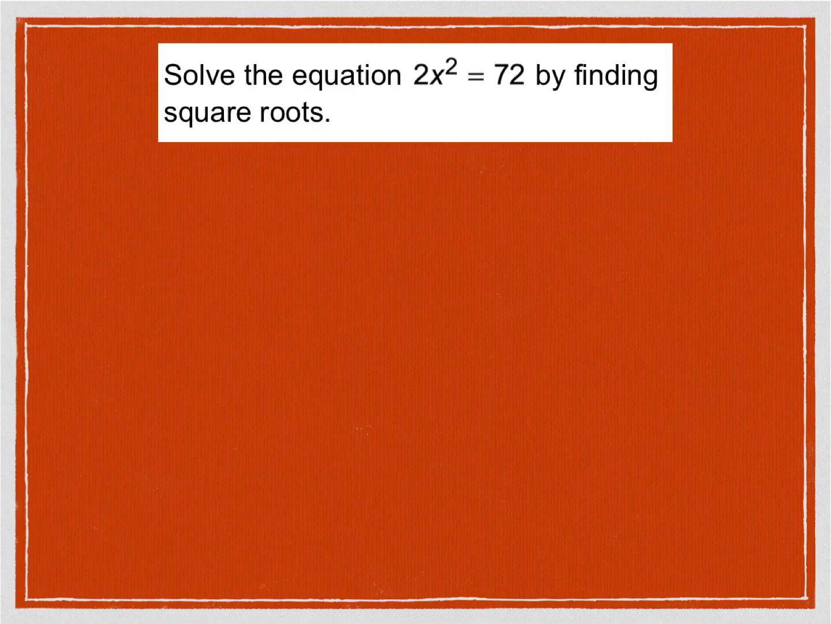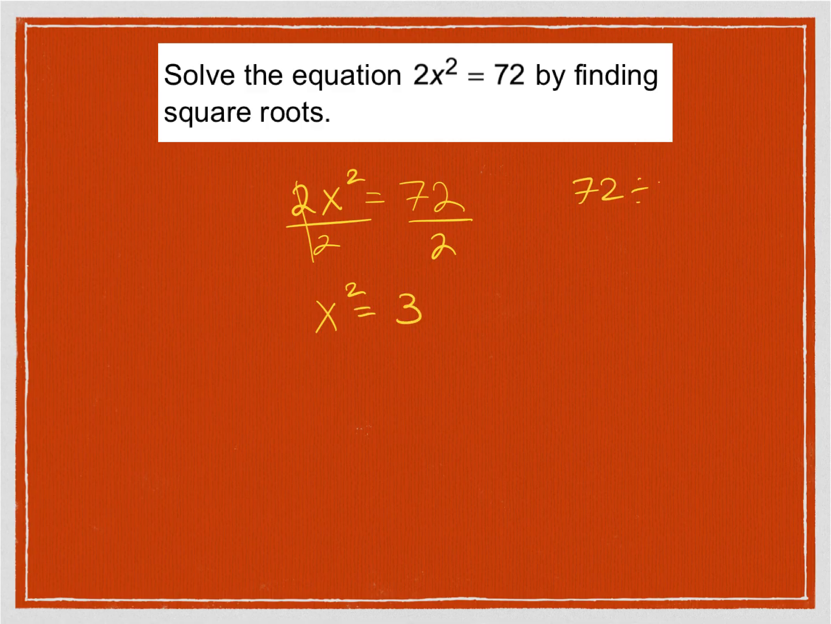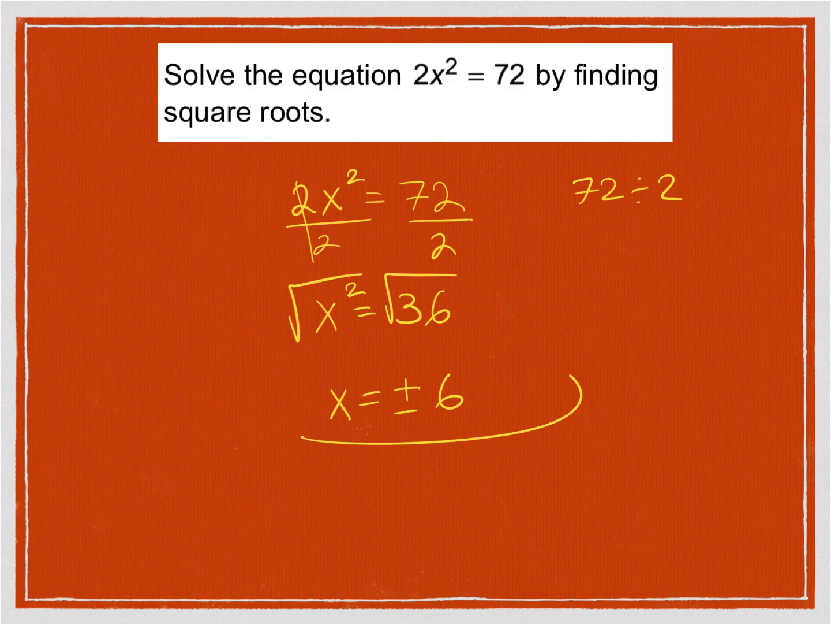Now here they just want us to solve the equation. This equation only has one x. So I'm going to go ahead and just rewrite it down here. I'll divide it by 2. So x squared is equal to, 72 divided by 2 is going to equal 36, I believe. Yeah, 36. Afterwards, I take the square root on both sides and I get x is equal to plus or minus 6. That would be your solution for this problem.